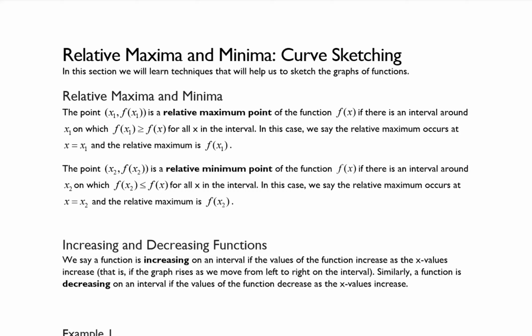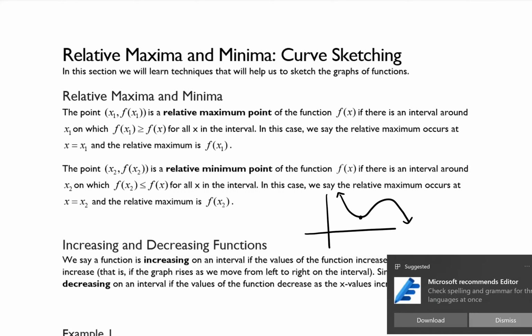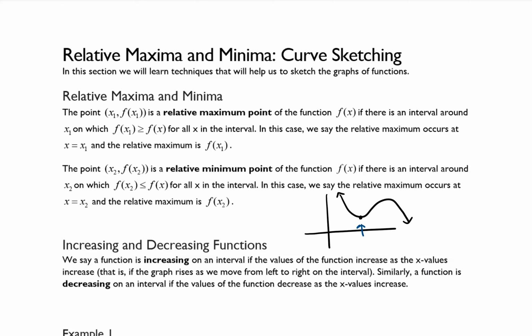So that was quite a mouthful. If you have a function and it looks something like this, then this point here would be considered a relative minimum. And this point here would be considered a relative maximum.